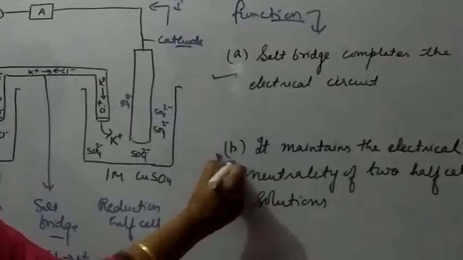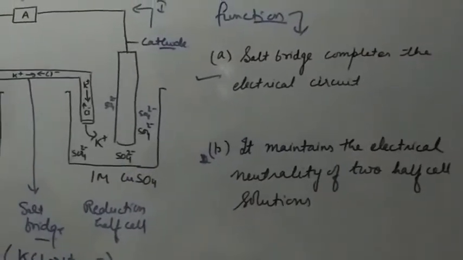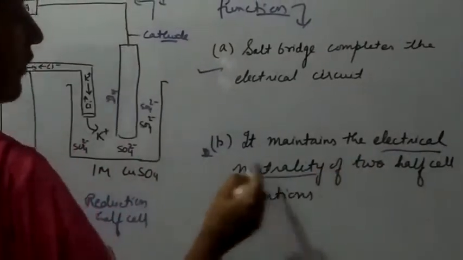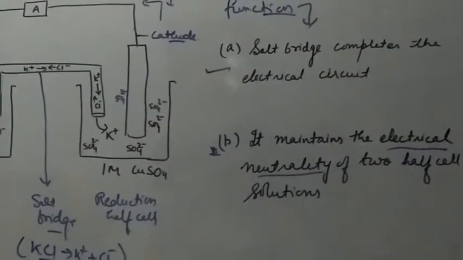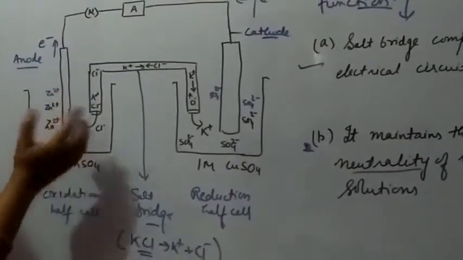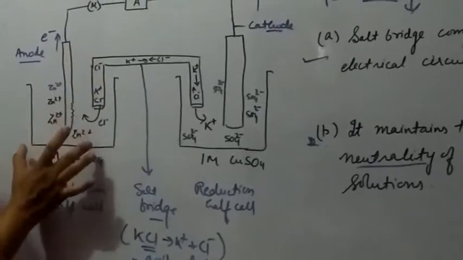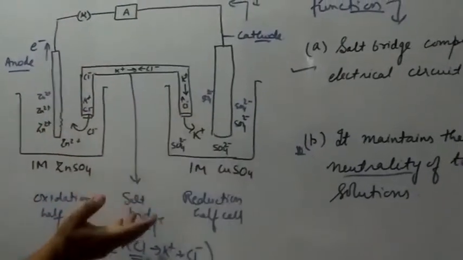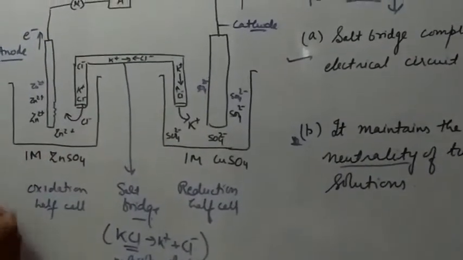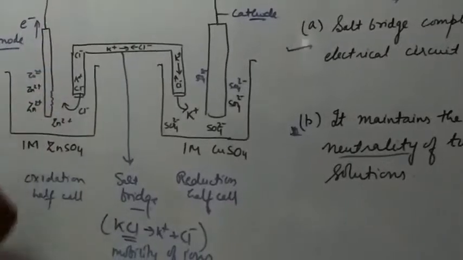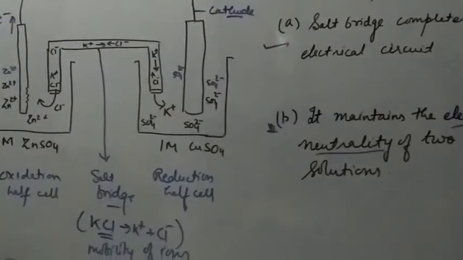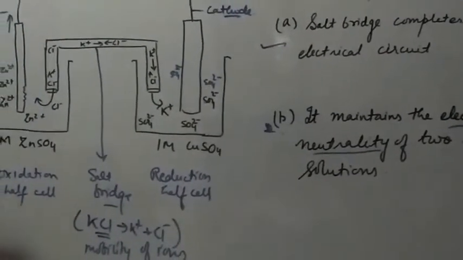Now the second one is that it maintains the electrical neutrality of the two half cell solutions. Until there was overcrowding of the ions, this half cell was a neutral half cell, and this was also a neutral half cell. Both half cells were neutral. But as the current is drawn, as the cell works, what will happen? There is accumulation of the positive ion here, and here the accumulation of the negative ion. So the neutrality is going to get disturbed.